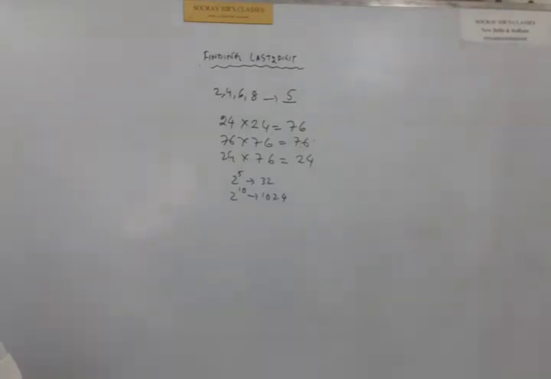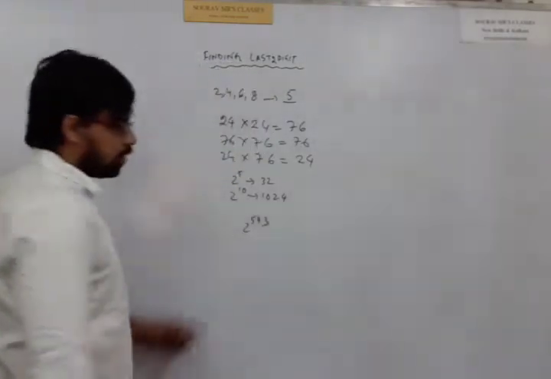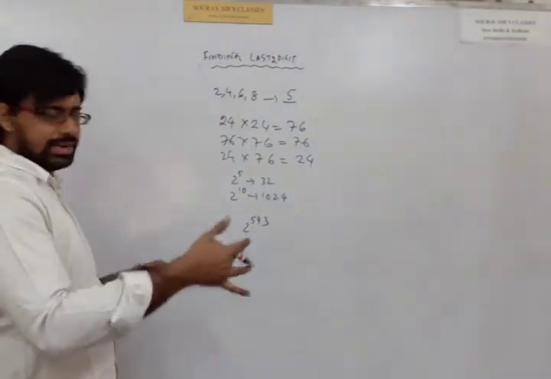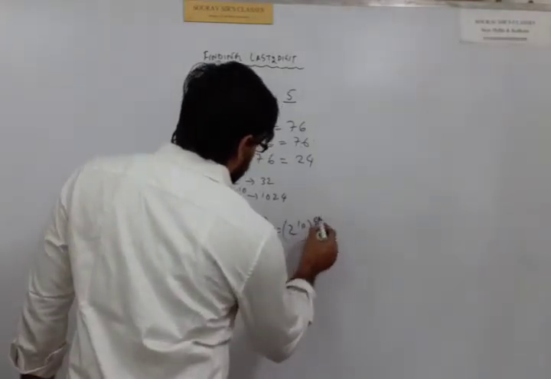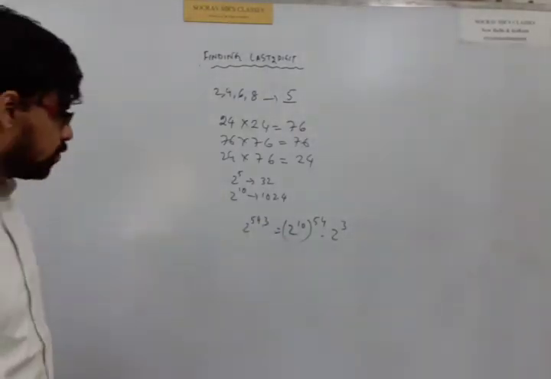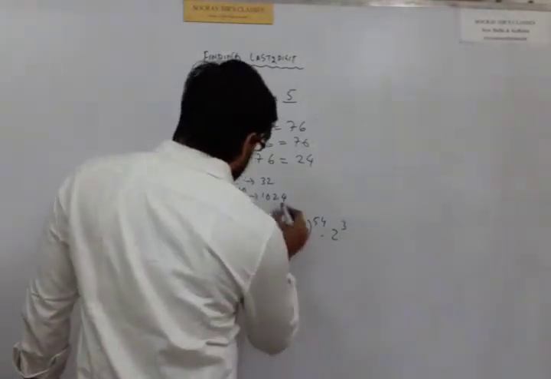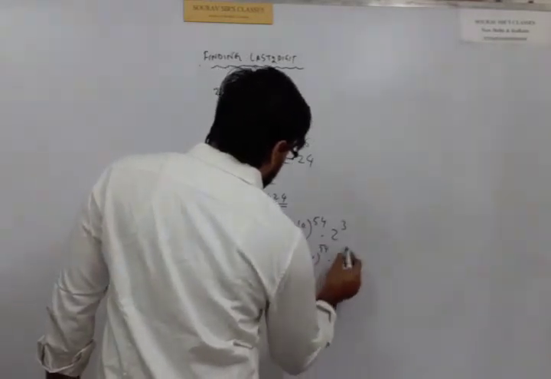Okay, so we need to see that. For example, 2 to the power 543. So first we need to go to a 10 wala division. So 2 to the power 10 and 54, and 2 cube. There's no problem: 540 plus 3. So 2 to the power 10 is 1024. So 1024 whole to the power 54, and 2 cube.